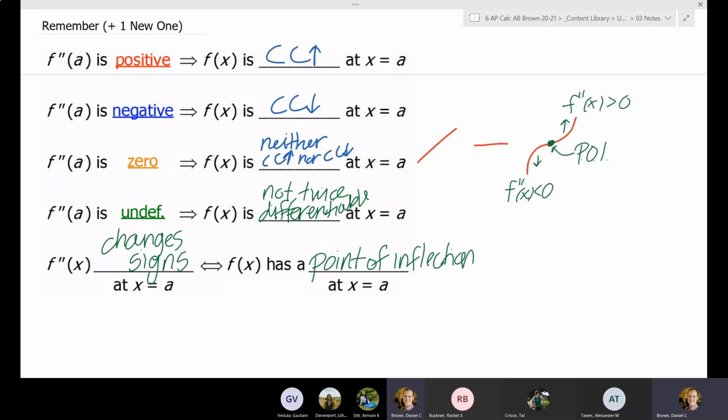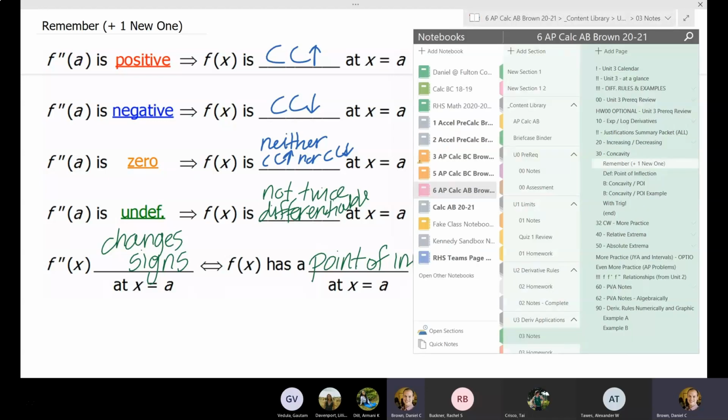So what we're going to be focusing on today is first off identifying, just like we did for intervals of increasing and decreasing, the intervals of concavity. When is the function concave up? When is the function concave down? But we'll also add to that, can we identify where a point of inflection is going to show up by looking at the graph algebraically.